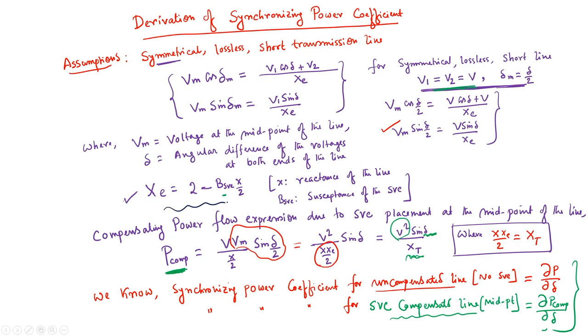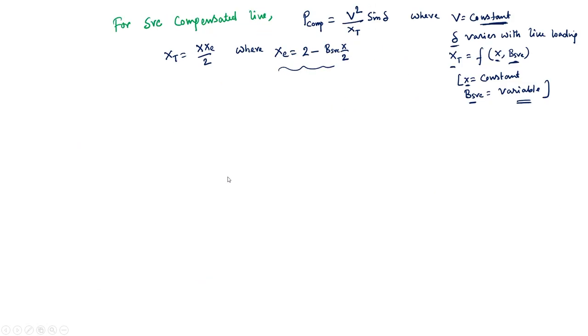Okay. And so, what we will do is that we know that X_C will get changed because B_SVC will get changed. Other than that, X is constant, 2 is constant. So, it would have been constant, but here we are interested to change the B_SVC according to the loading, so that we can improve the synchronizing power coefficient.